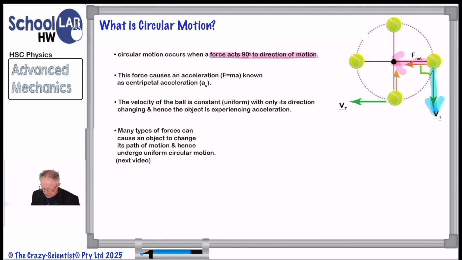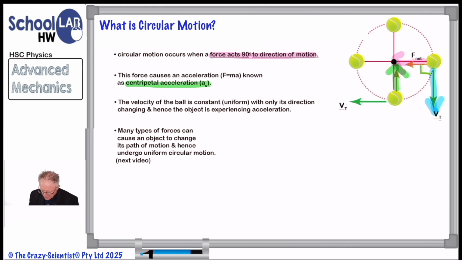And when that acceleration happens, we call it a centripetal acceleration. That is acting towards the center of the circle, and we're going to be learning more about that. So going into the center of the circle is our centripetal acceleration.